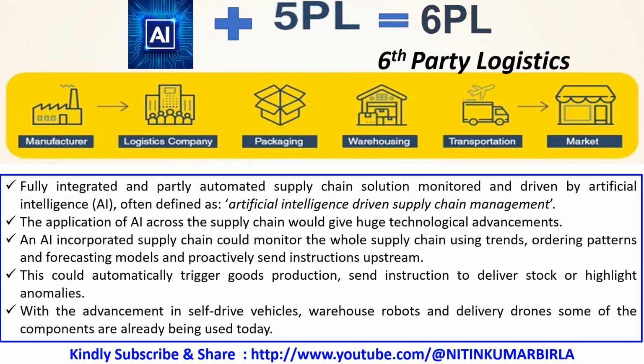The application of AI across the supply chain would give huge technological advancement. The AI incorporated supply chain could monitor the whole supply chain using trends, ordering patterns, forecasting models, and proactively send instructions upstream. This could automatically trigger goods production, send instructions to deliver stock, or highlight anomalies. With the advancement in self-driven vehicles, warehouse robots and delivery drones, some of the components are already being used today.